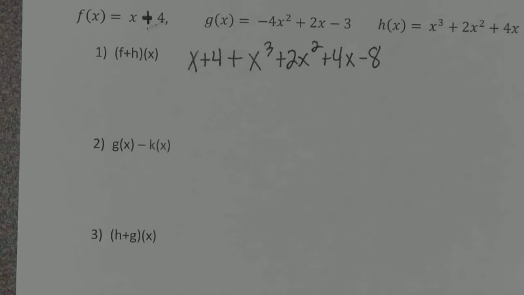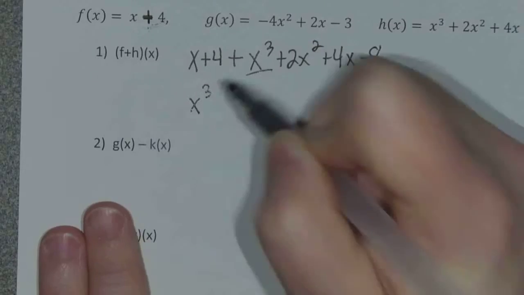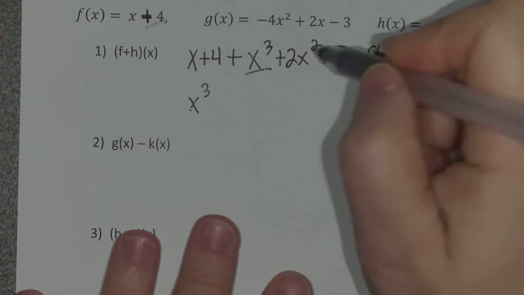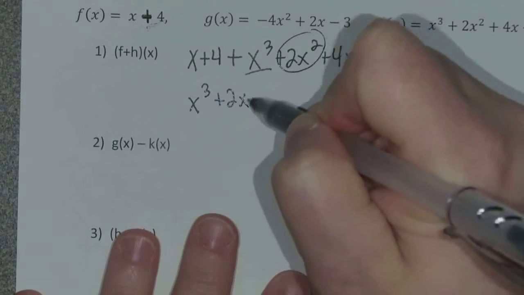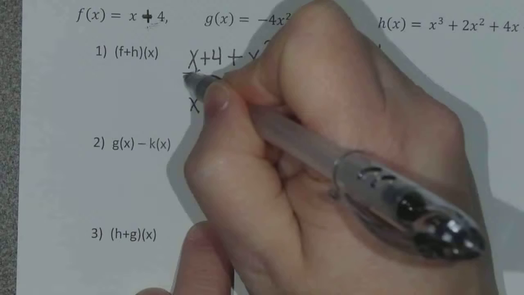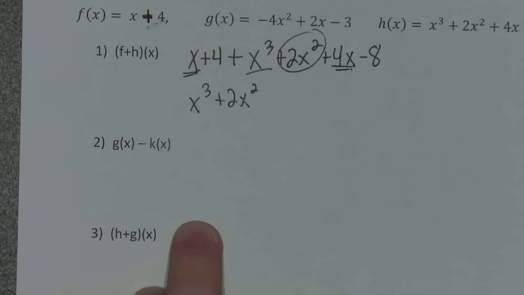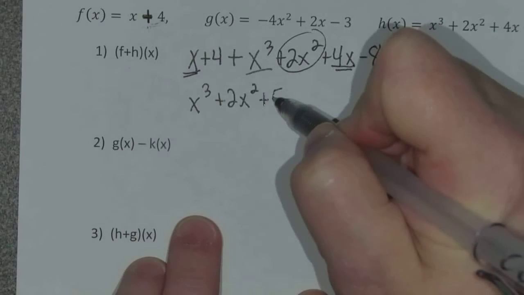So I'm starting with x cubed. There's nothing to combine with it, so I just rewrite it. Then I go to my x squared, and there's nothing to combine with it, so I just rewrite it. Then I get to my x's. I have 1x here and 4x here for a total of 5 x's.